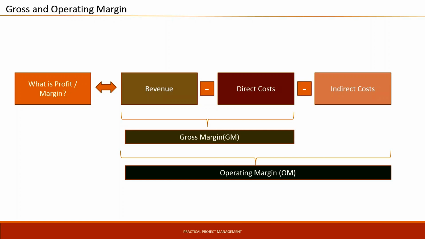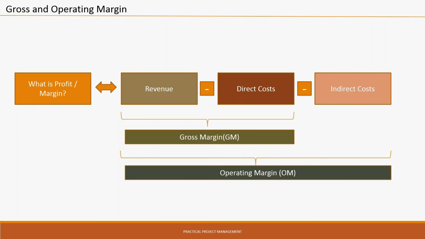Apart from that, there is one more cost involved, the indirect cost for your organization or your company. There might be some other supporting departments that need to exist to run the organization, and your project also needs to share that cost. So the gross margin minus your indirect cost will give you the operating margin of the project. So the profit is revenue minus direct cost minus indirect cost.